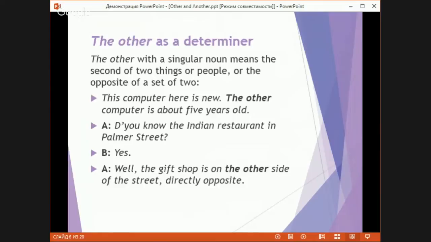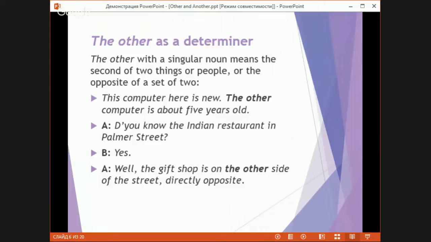Next, let's look at the word "the other". The other also has some specification in usage. So the other is used with singular nouns and it means the second of 2 things or people, the second one, or the opposite of the set of 2.